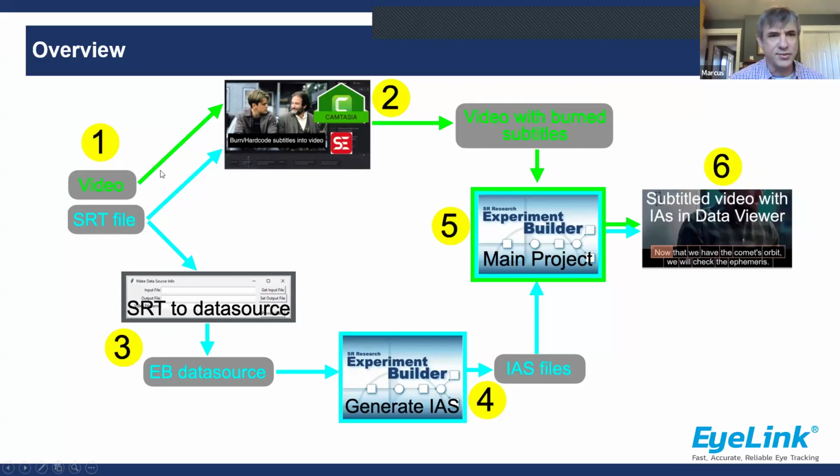Basically, since we have these two pipelines here, one that's adding the actual subtitles to the video, and another one that's generating the interest area set files, we need to make sure that they match. It's going to include potentially shifting the interest areas up and down by doing a little testing. And also at some point it's going to include making sure you've selected fonts and font sizes correctly in these two pipelines so that they match as closely as possible when we look at them in Data Viewer.